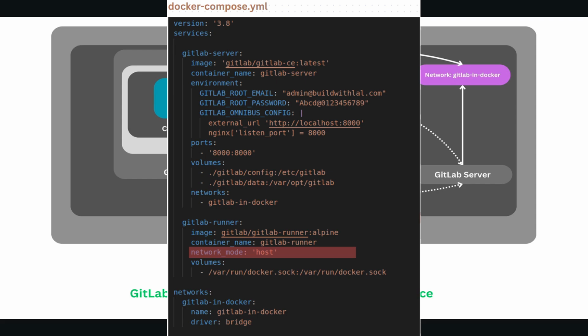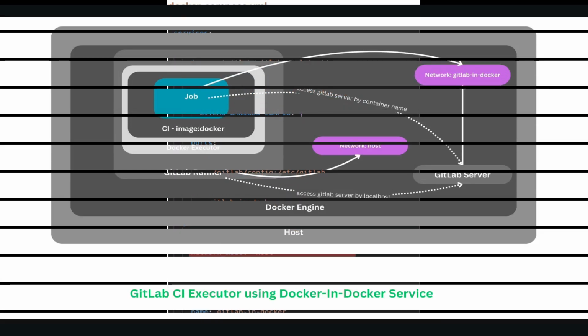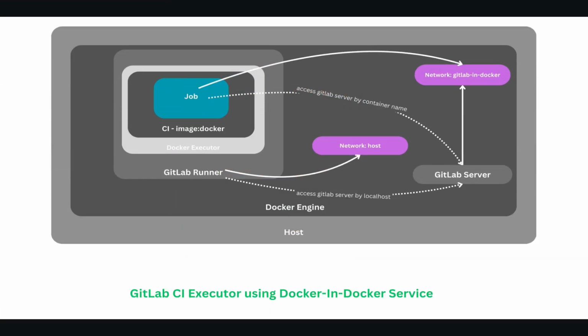And we didn't update the GitLab runner host, it is still attached to the network host, and the reason is the GitLab runner needs to verify the GitLab runner registration token with the GitLab server, and for that it needs to get access to the GitLab server through localhost. We can attach all these containers to the same network and then use the GitLab server name instead of localhost, but that's totally up to you.